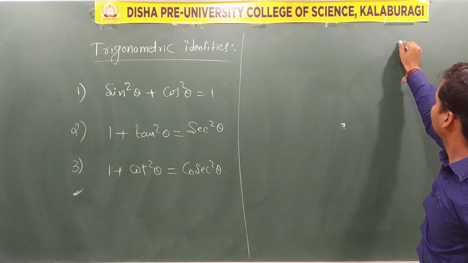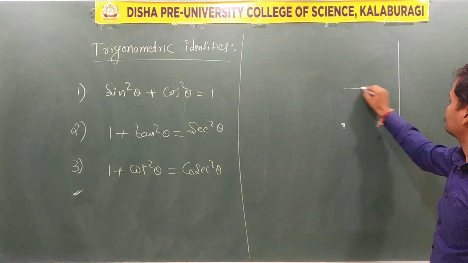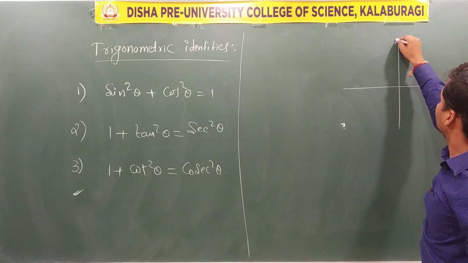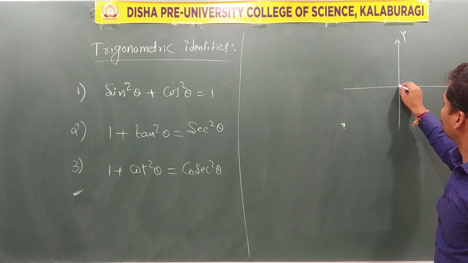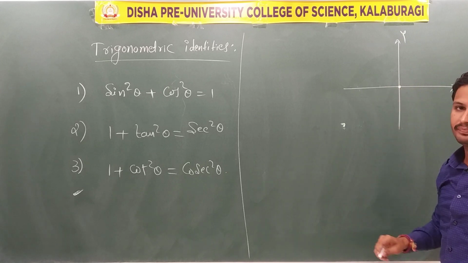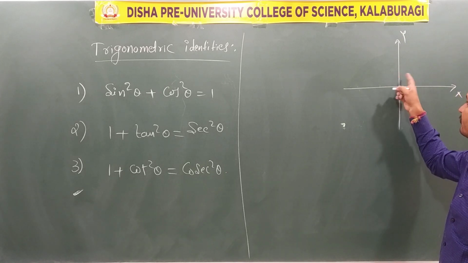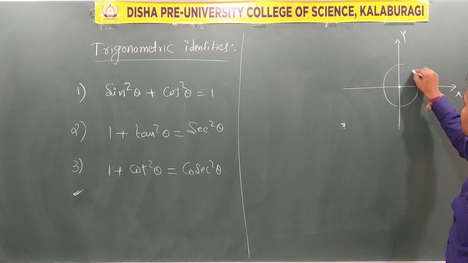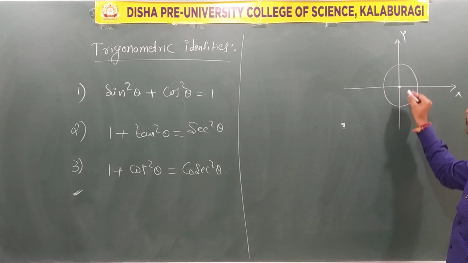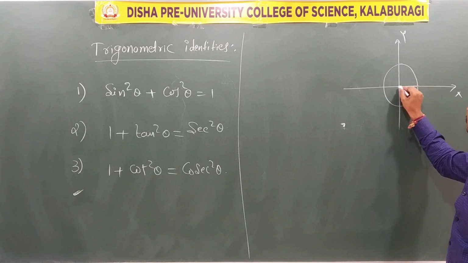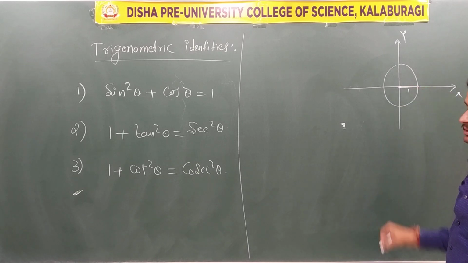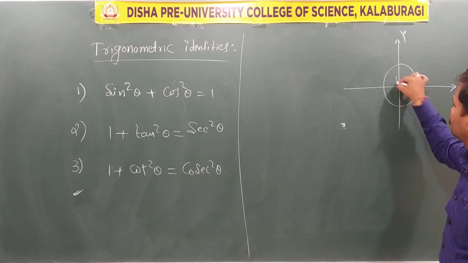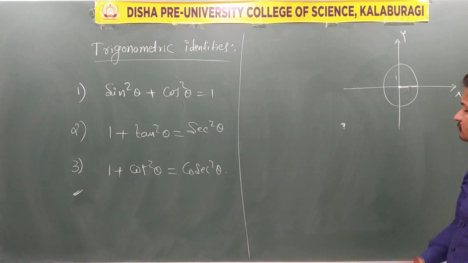Suppose this is the y-axis and this is the x-axis. This is the origin of this coordinate system, that means the point of intersection of the x-axis and y-axis. So suppose this is the unit circle. Unit circle means the radius is 1 unit. Here to here the distance is 1 unit, or here to here the distance is 1 unit.